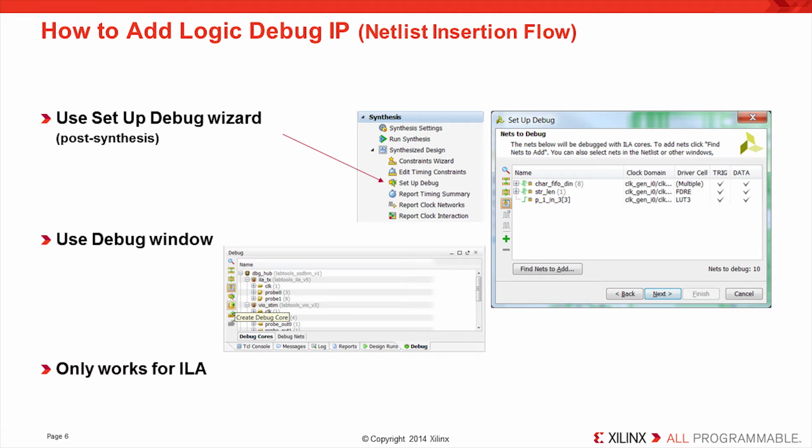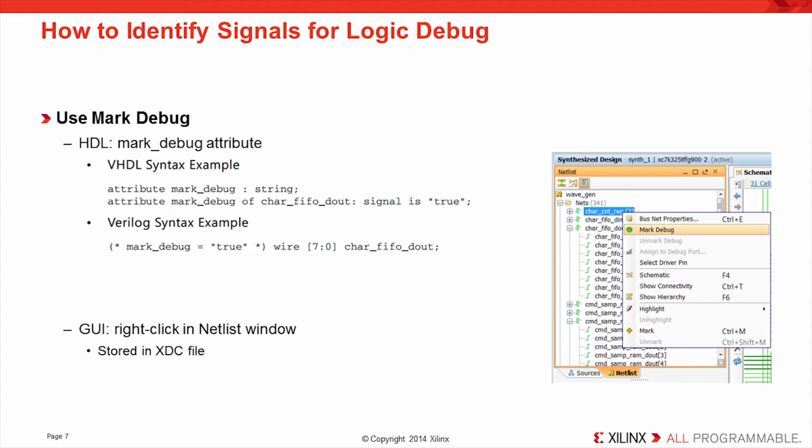Even if Setup Debug Wizard is used at first, you can still use Debug Window to further change the ILA settings and connectivity. To benefit from the automated features of the insertion flow, you can identify the signals you intend to debug before or after synthesis. Vivado synthesis feature allows you to optionally mark HDL signals for debug using the Mark Debug attribute in both VHDL and Verilog source files. In addition, you can mark nets for debug in different parts of the GUI, where they get eventually stored in the target XDC file.